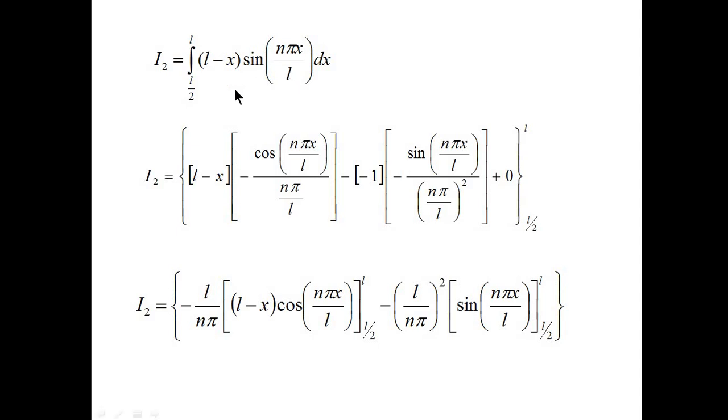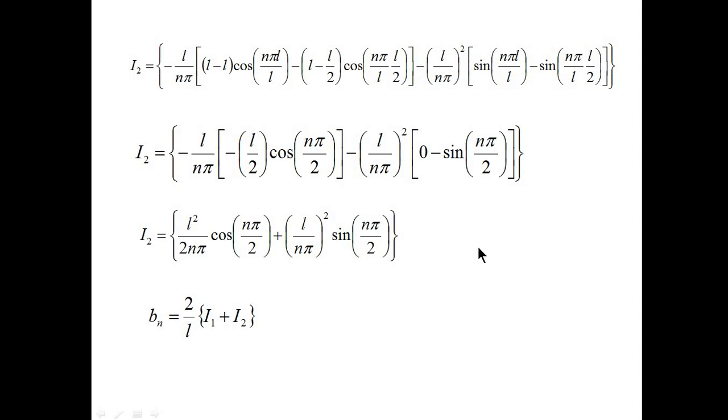Similarly find I2, which is integral L by 2 to L, L minus x sin n pi x by L dx. Here also you have to apply Bernoulli's rule of integration, that is write the polynomial in one bracket. In the next bracket you have to integrate the second function, minus differential of the first bracket, integral of the second bracket, plus differential of the first bracket, integral of the second bracket, and so on. But here it is 0, so we stop here. Now apply the limits L by 2 to L. After applying the limits and solving further, you get I2.